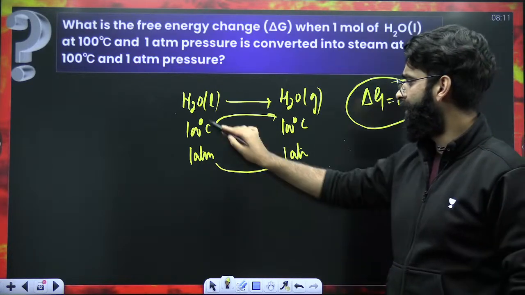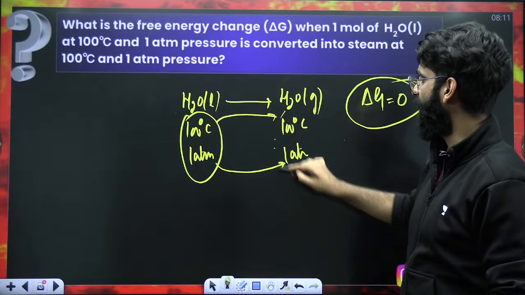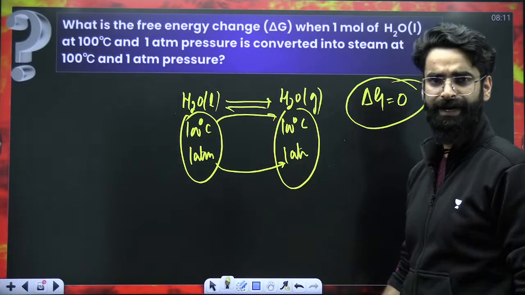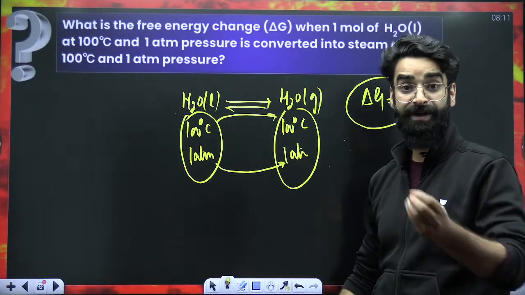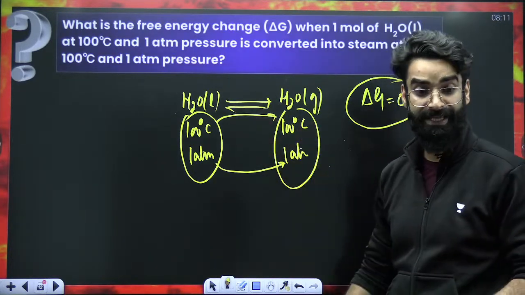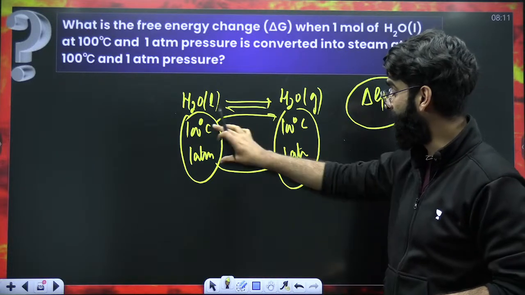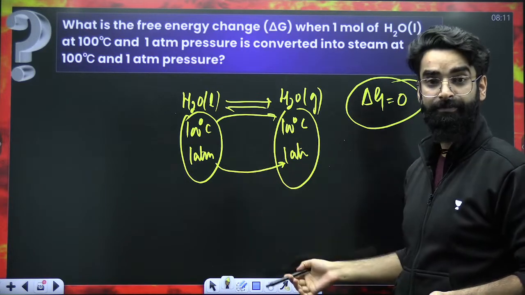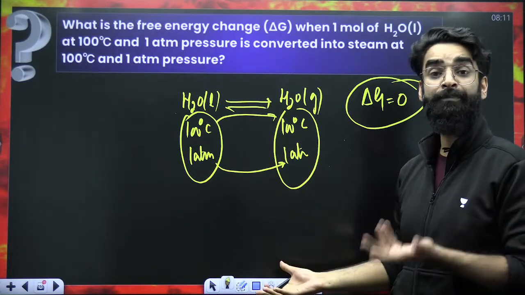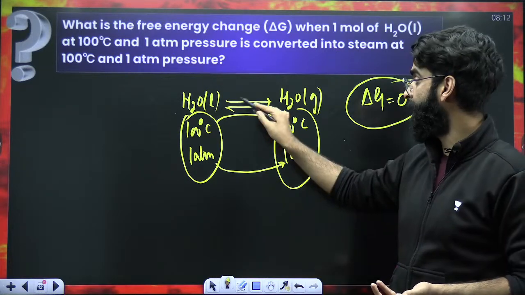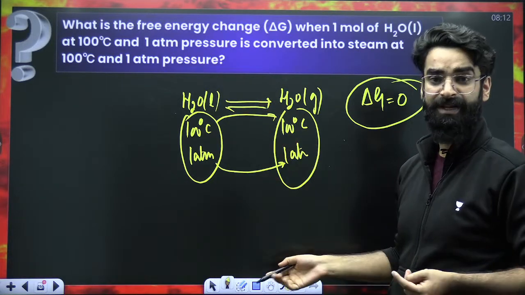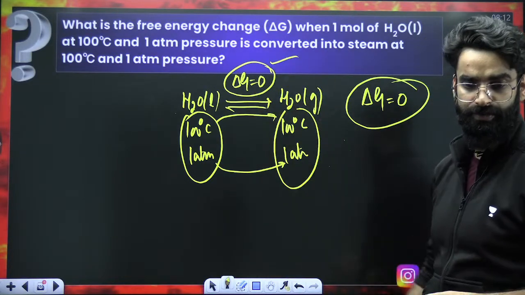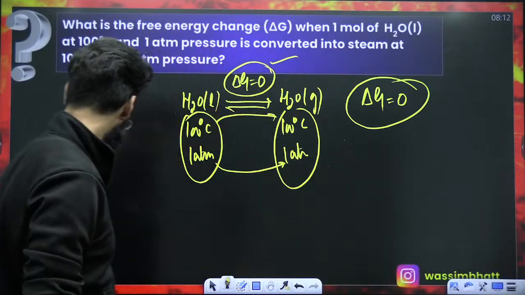Or you know, at 1 atm and 100 degrees centigrade, can I say liquid and gas will be in equilibrium, right? At 100 degrees centigrade, your liquid and vapors are at equilibrium if pressure and temperature on both sides are equal: temperature is 100, pressure is 1 atm. So it is basically the boiling point of water. At boiling point, your liquid and vapors are at equilibrium, and at equilibrium, you already know delta G is 0. So like this also you can solve it.